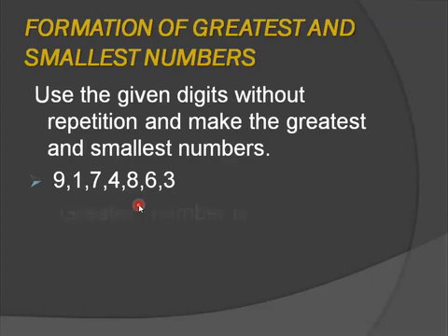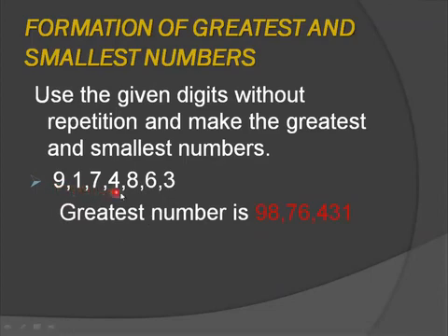Let us see how we will form the greatest number. Here they have given 9, 1, 7, 4, 8, 6, 3. In these digits, first you should find the greater number, that means the bigger number. We say that 9 is the biggest number. Next, leaving 9, among the remaining numbers, the bigger number is 8. So we write like this: 9, 8. Then after 8, which is the bigger number in these? 7. Next, 6. Next, 4. Next, 3. The last one is 1. In this way we will write.